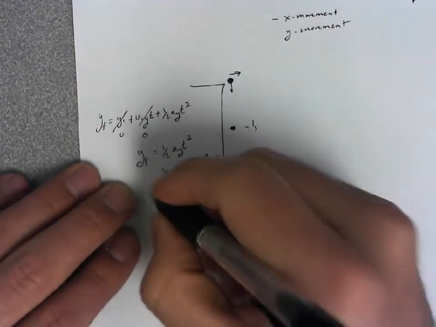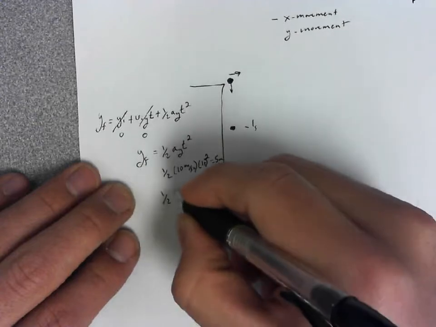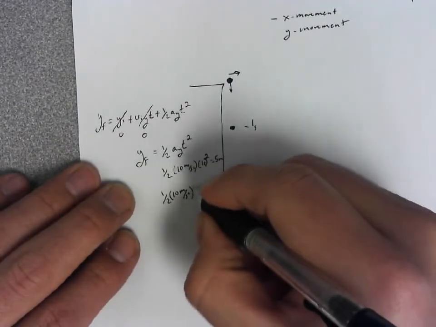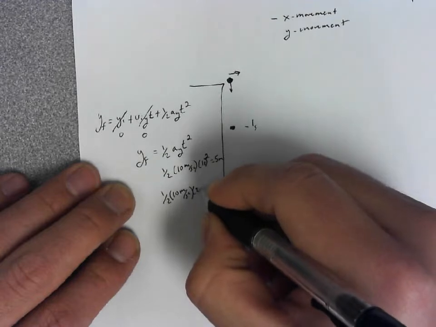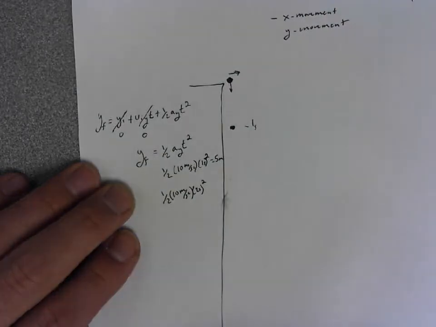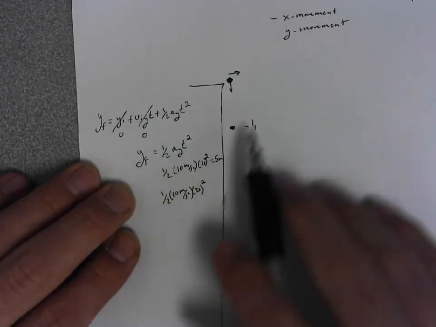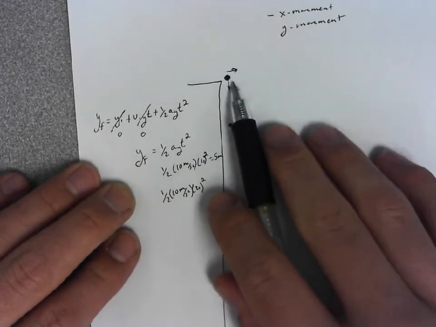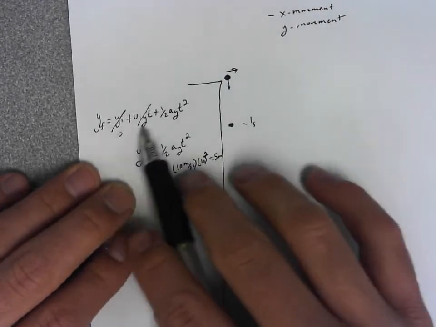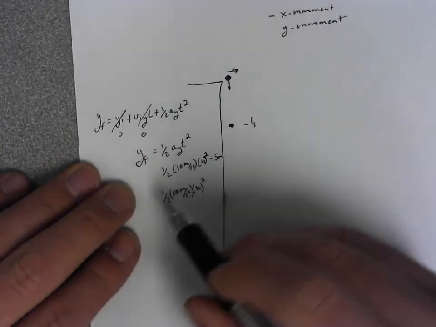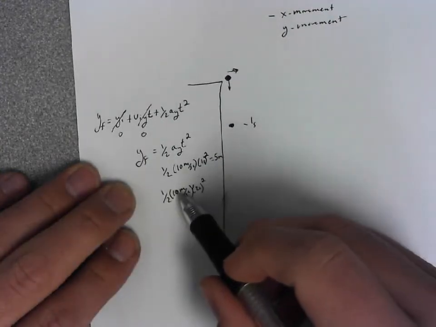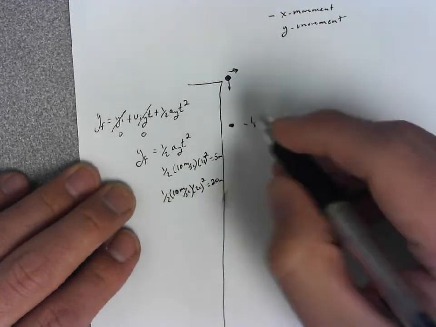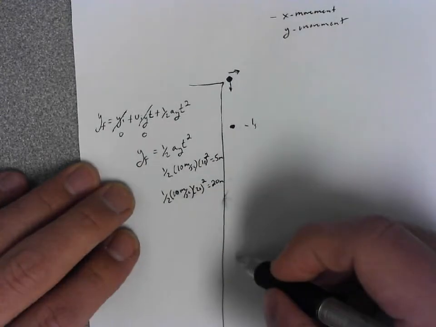If I put in 2 seconds, this is 2 seconds from my initial drop. It's not 2 seconds after this, it's 2 seconds from my initial position, because all these are still 0 for the equation. So 2 squared is 4, times 10 is 40, times a half is 20. So this is 5, that means 20 is going to be somewhere around here.